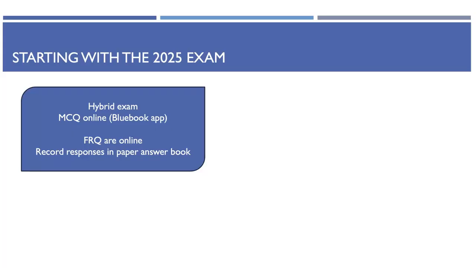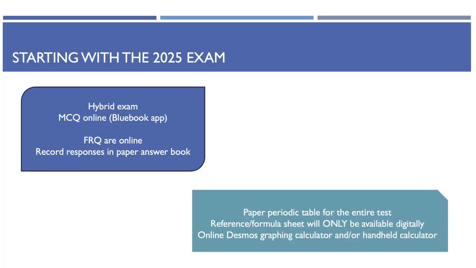And if there are any images or diagrams or charts that you need to work with, they'll be included in that answer book. Other things you should keep in mind: you will have a paper periodic table for the entire test, but the reference sheet, we love our reference sheet, is only going to be available digitally. You'll have to pull it down in the Blue Book app, and it is tabbed by topic. You'll also have access to the Desmos graphing calculator embedded into the Blue Book app. You'll also have use of your own approved handheld calculator, whichever makes more sense for you.